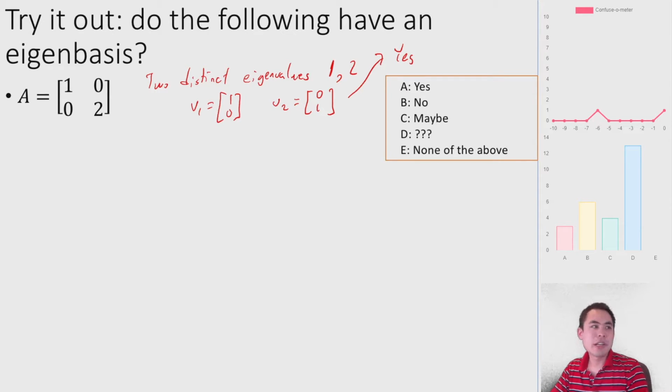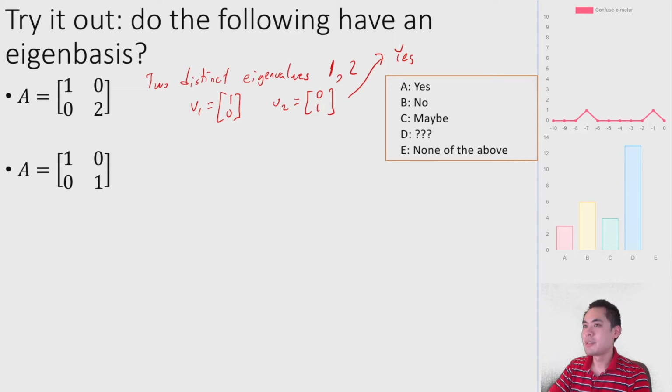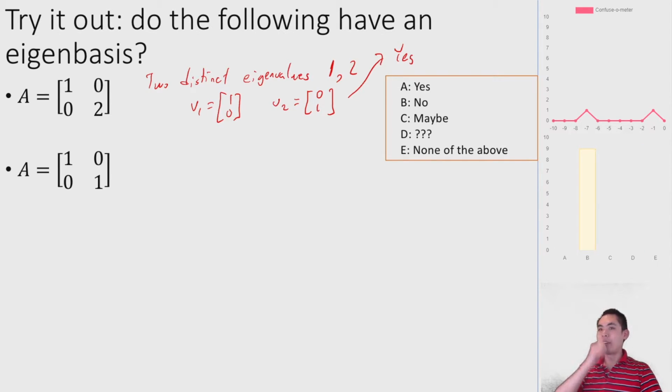Okay, let's try another one. Let's try this one here. And let me reset. Okay, so now a lot of people think that the answer is no because there aren't two distinct eigenvalues. But unfortunately, this is one of those cases where if there are distinct eigenvalues, then you have distinct eigenvectors, but just because you don't have distinct eigenvalues doesn't mean you don't have distinct eigenvectors. And so the answer to this is also yes.